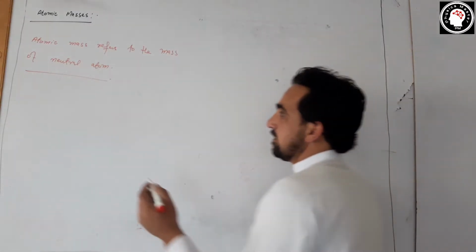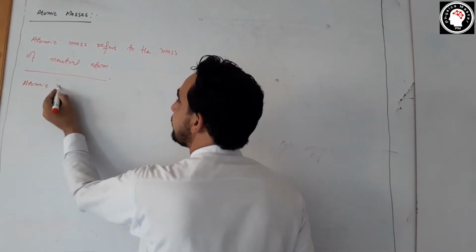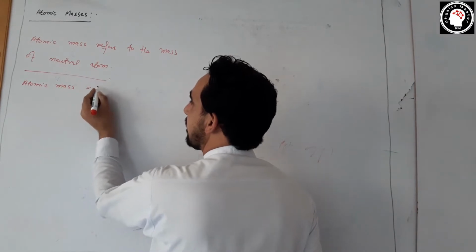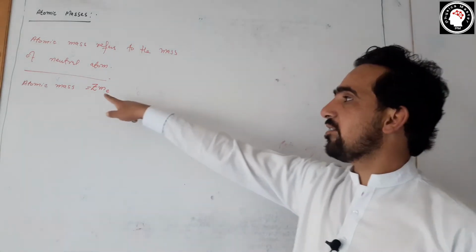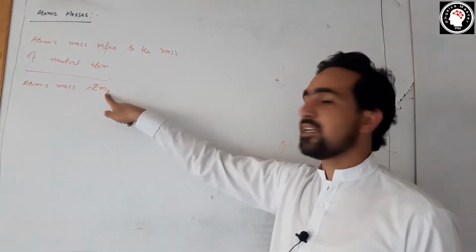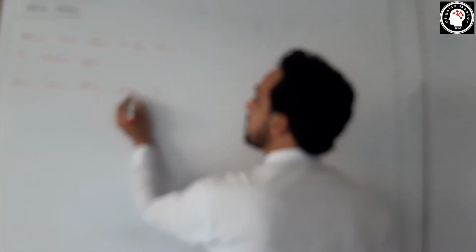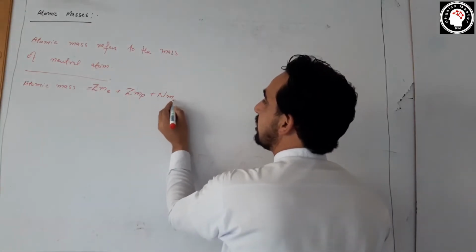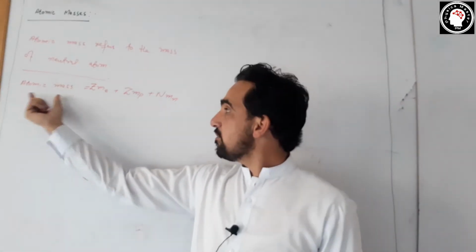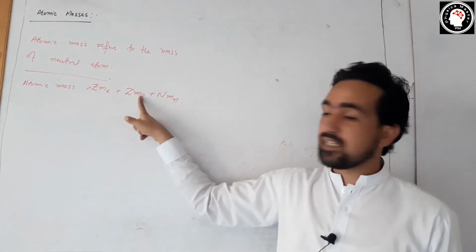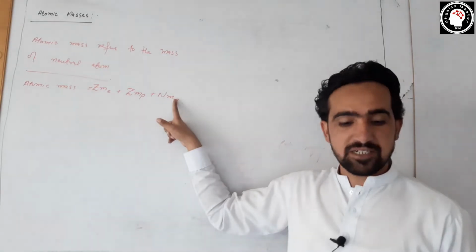So we can say that atomic mass is actually mass of electron times Z, where Z is the atomic number of the element, and Z times mass of electrons plus Z times mass of protons plus N times mass of neutrons. That is, atomic mass of a neutral atom is the sum of the masses of its electrons plus protons plus the number of neutrons present in its nucleus.